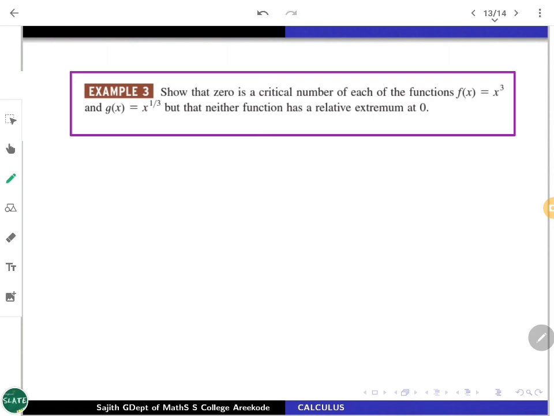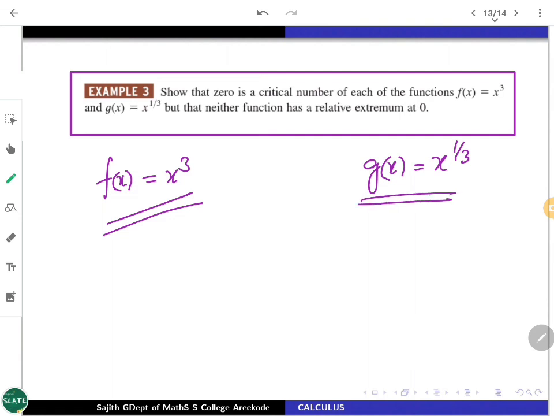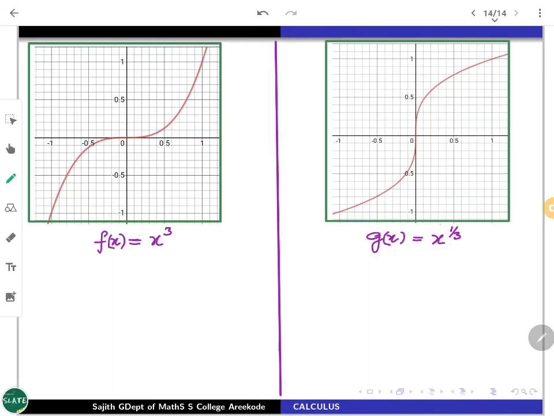Consider the familiar functions f of x equals x cubed, the cubic function, and g of x equals x raised to 1 by 3. Both have very nice behavior. In fact, in some way they are inverses. So what about the graphs of these functions? Immediately it gives the answer. Just look at the graph of f of x equals x cubed and the behavior of the function at 0.